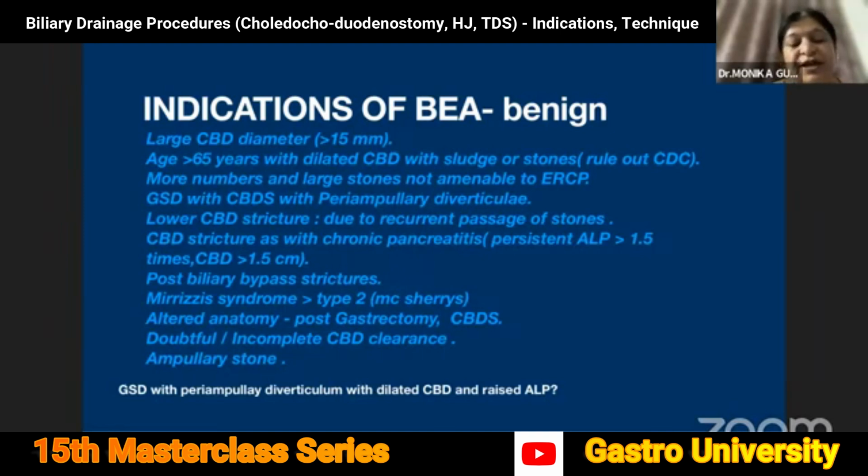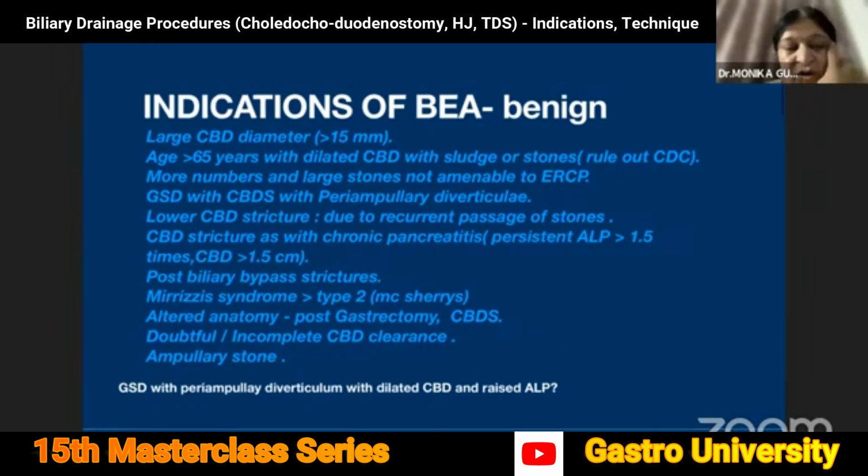Doubtful or incomplete CBD clearance, where we are on table assessing the CBD clearance and we are not very sure, although the dilated CBD is there and some soft indications of bypass are there, like an aged patient who may have recurrent stones, or maybe we doubt the primary stones are there. Presence of ampullary stone where ERCP is not sufficient. I have an example in my next few slides. Ampullary stone impacted, which is not amenable to ERCP. Sometimes they are very easy stones, but sometimes they can be faceted stones fixed at the ampulla. The last option of having a BEA is with periampullary diverticulum with dilated CBD and raised ALP, but no stone in CBD. That's the question mark in my mind, which we can discuss at the end. But that's merely a query from my side.